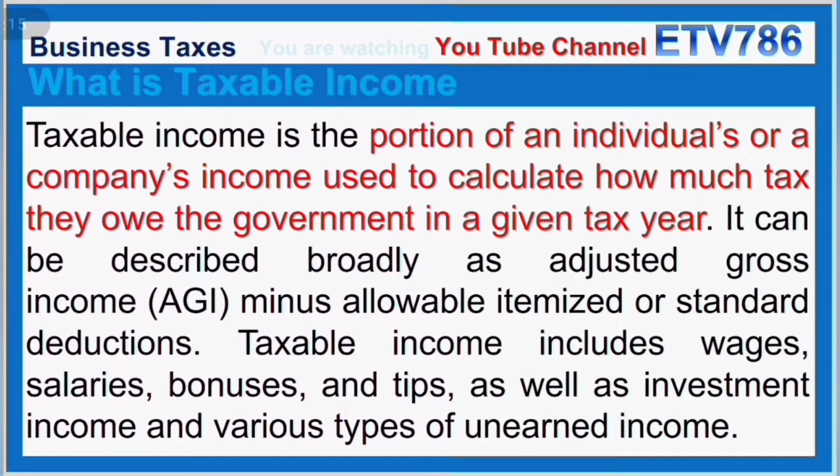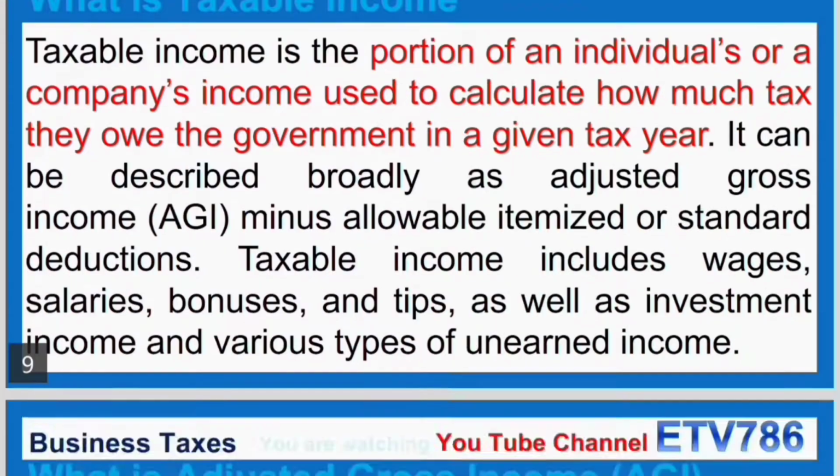What is taxable income? Taxable income is the portion of an individual's or a company's income used to calculate how much tax they owe to government in a given tax year. It can be described broadly as adjusted gross income minus allowable itemized or standard deductions. Taxable income includes wages, salaries, bonuses, and tips, as well as investment income and various types of unearned income.